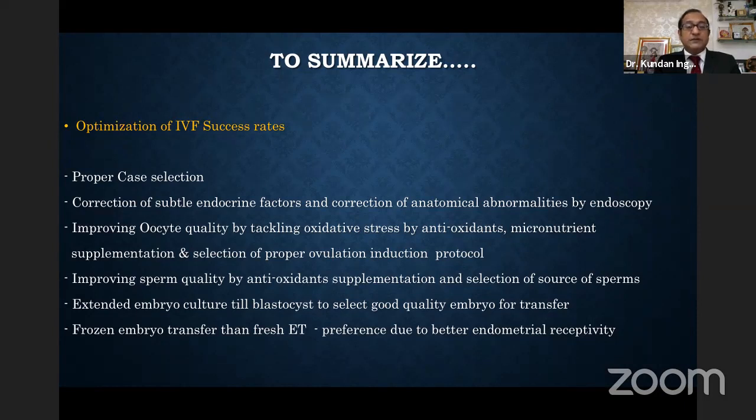Improve sperm quality by supplementing with antioxidants, and use methods like microfluidics or testicular sperm for the selection of the source of sperm, especially in patients who have a higher DNA fragmentation index. Then extended embryo culture till blastocyst to select good quality embryos for transfer, and frozen embryo transfer is preferred over fresh embryo transfer due to better endometrial receptivity, especially in hyper responders. I think these are the few important steps when it comes to optimization of IVF success rates.